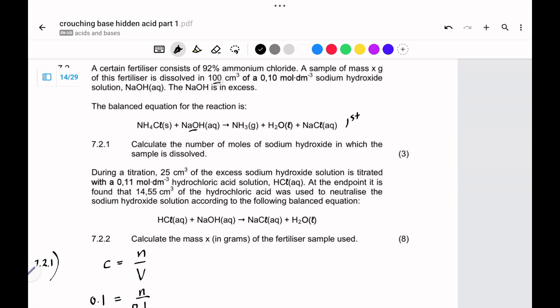We started with 100 cubic centimeters, and this is a solid. The ammonium chloride is a solid. So when we add the ammonium chloride, the volume of the solution remains 100 cubic centimeters. During a titration, 25 cubic centimeters of the excess sodium hydroxide solution is titrated. That means, I made a comment about this in the prequel. When you measure your solution after a titration, you don't need to use the entire volume.